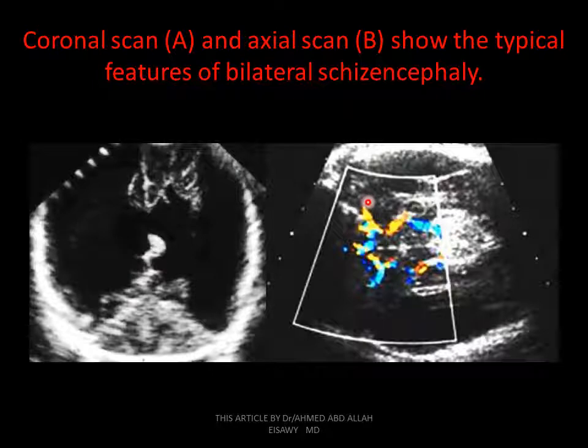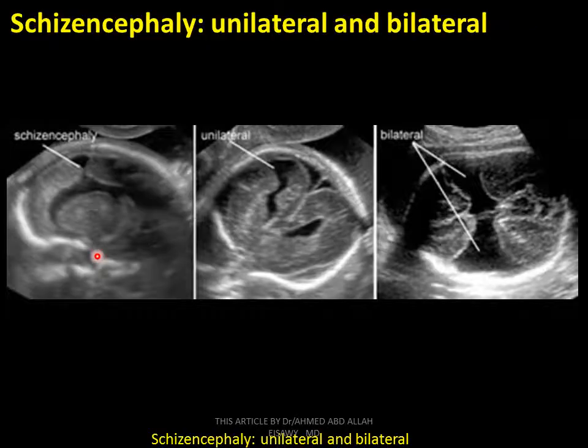This is schizencephaly being open or closed. Closed: not communicating with the ventricular system. Open: communicating with the ventricular system. As we see, this unilateral cleft is present in the brain, in the cortex. This is communicating with the ventricular system, open type. This is bilateral schizencephaly.